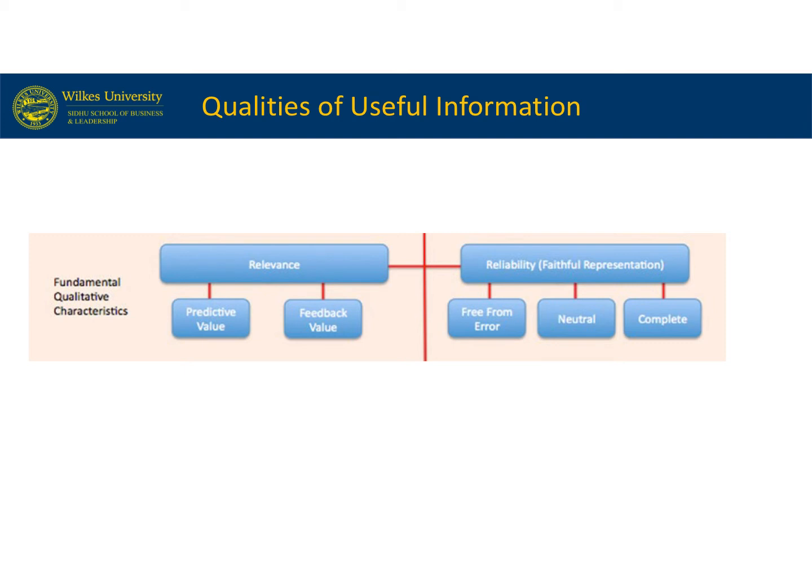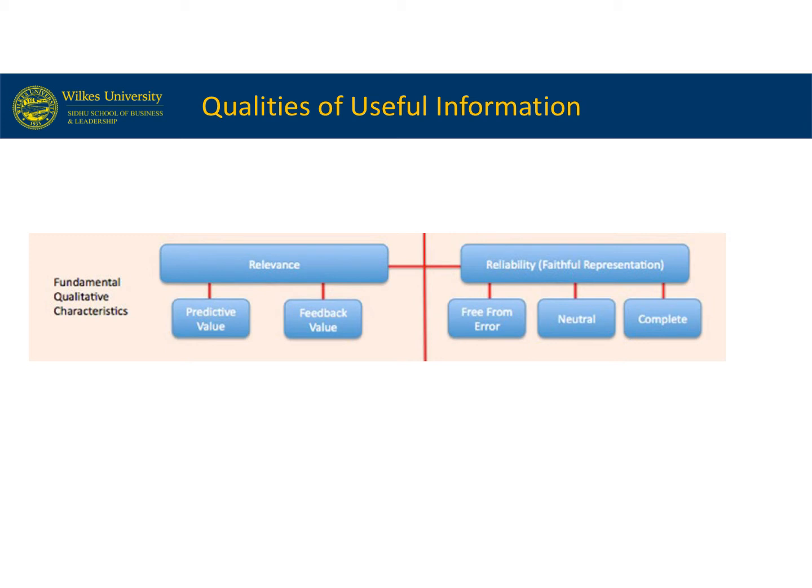Information also has to be reliable. It has to be neutral and not biased. Remember, this is about having useful information to make a decision. If the information is provided ahead of time, it provides predictive value. It provides feedback value if it confirms or corrects prior expectations.